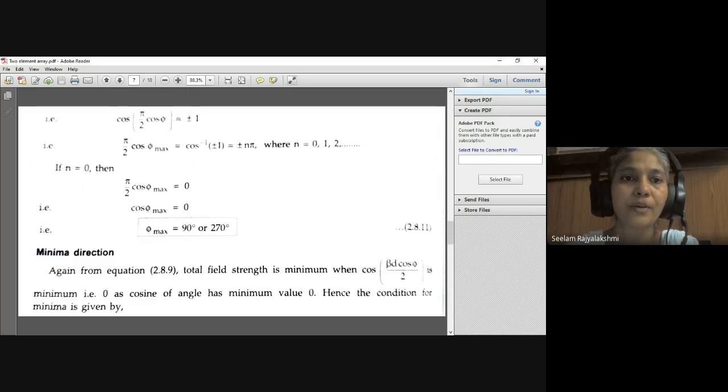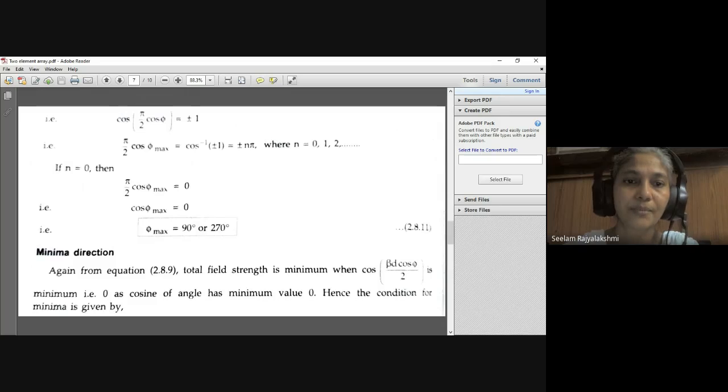Or (π/2) cos φ maximum equals cos inverse of plus or minus 1, which is equal to plus or minus nπ, where n equals 0, 1, 2, and so on. So if we consider n equals 0, then (π/2) cos φ maximum equals 0, or cos φ maximum equals 0. So φ maximum is 90 degrees or 270 degrees in the case of cosine.